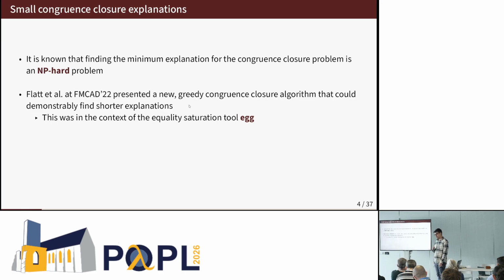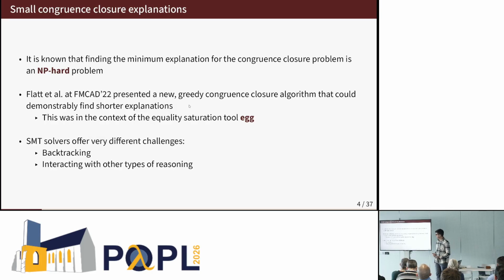And a few years ago at VMCAI, Oliver Flatt and collaborators presented a new algorithm for congruence closure, which can demonstrably produce shorter explanations. And their work was in the context of an equality saturation tool, which is called egg. And while that is very interesting and complicated on its own, we are interested here in SMT solvers. And they offer a few different challenges from equality saturation.